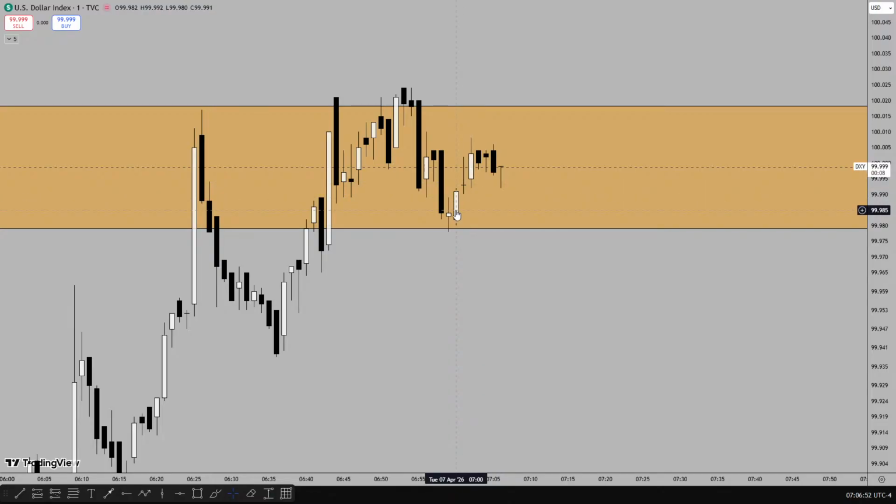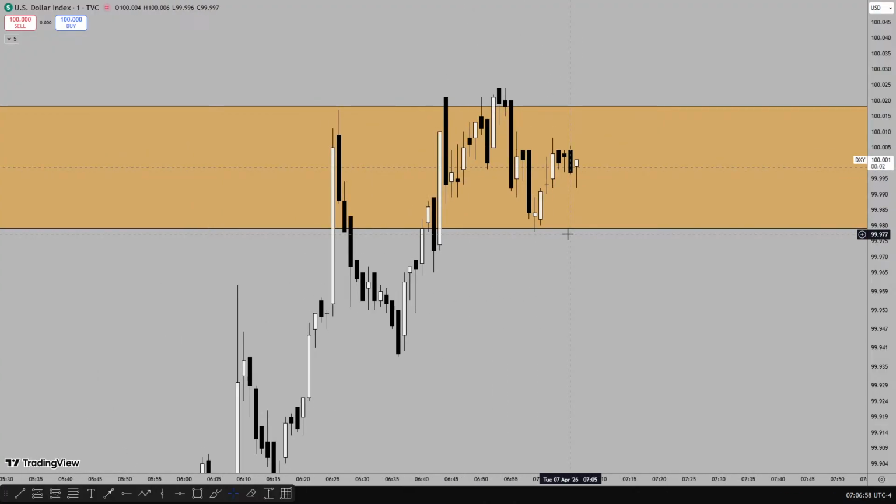Here's the opening price of the New York session. After the opening price, price retraced. Now there's going to be a continuation in price. Let's look at how price will be trading. There's going to be a run lower. Then we can take advantage.